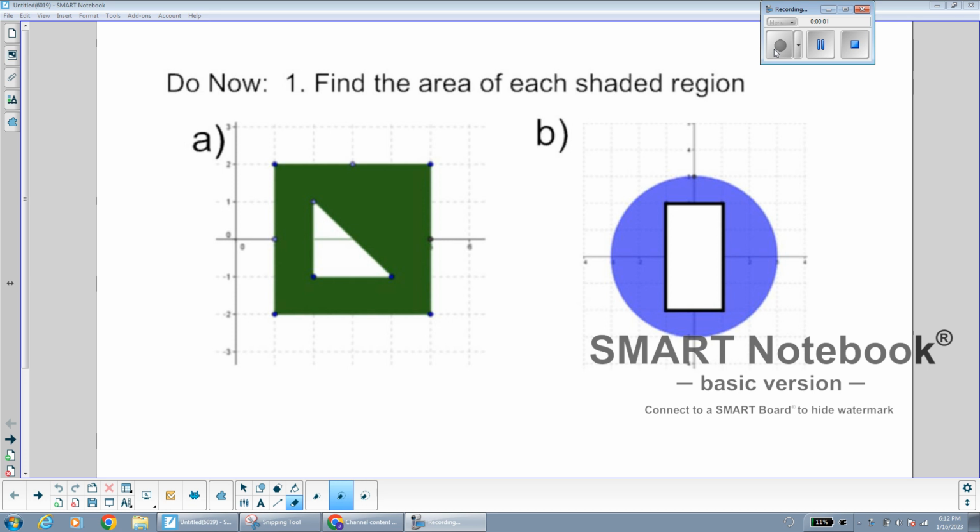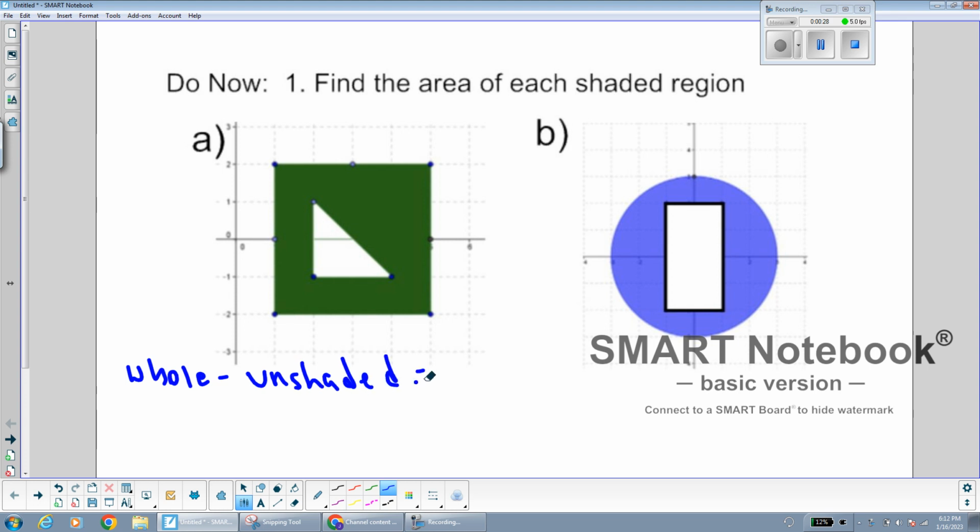Hi, everybody. Before we start talking about how to find area and perimeter on the coordinate grid, just a couple of reminders. Number one, if I want to find the area of the shaded region, one thing I can do is find the area of the whole and subtract away the area of the unshaded to be left over with the area of the shaded. So, I'm going to write that down: whole minus unshaded equals the area of the shaded region.